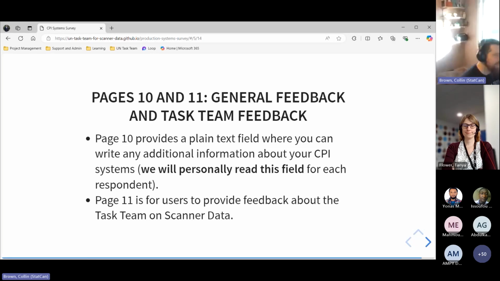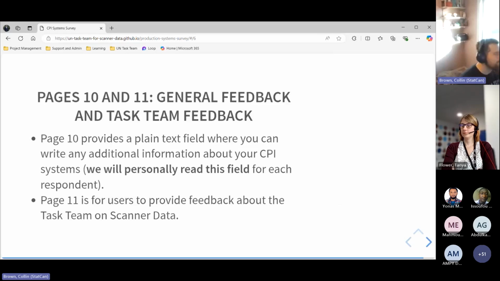So please feel free to provide any feedback you like. And page 11 is independent from the rest of the survey. It's about the task team more generally, which Tanya will present about after me. It's just to provide feedback on the task team for scanner data more generally. So there's a number of questions there related to the task team scanner data, how we could improve it, what is most useful, these kind of things.